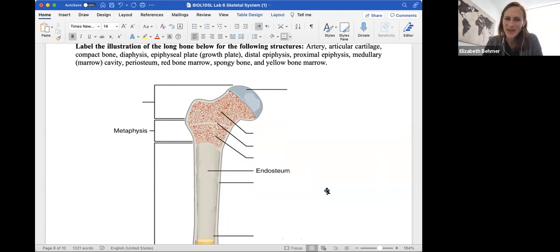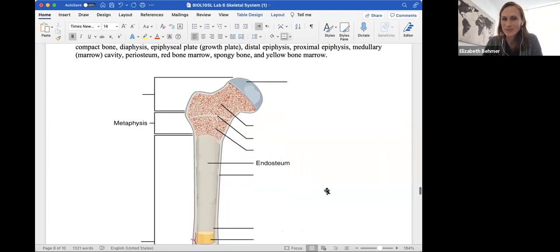You have medullary cavities in the middle, periosteums. Red bone marrow will be in red. Yellow bone marrow will be yellow. And then spongy bone will usually be found in this area. So, red bone marrow, spongy bone, I think they're kind of pointed at two of the same.